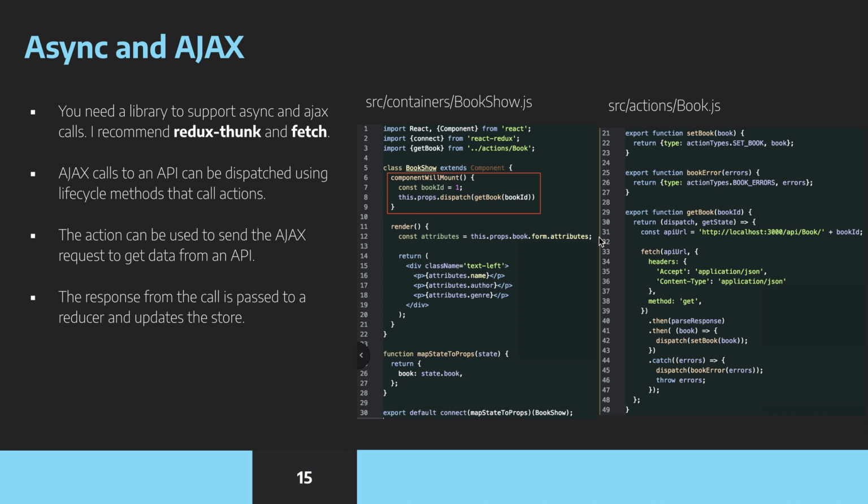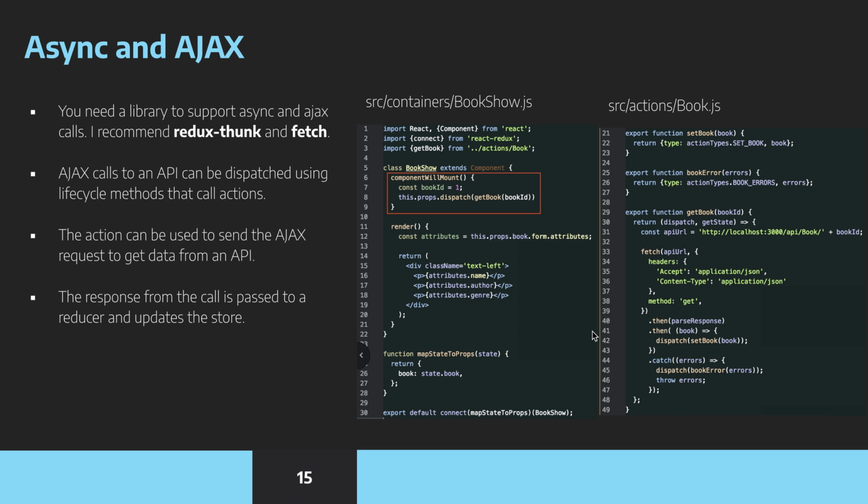So we're just hitting localhost 3000 API/book, and then we attach the book ID to the end of the URL. And then on line 33, we call fetch, which accepts the URL that we're gonna call, and then it's just a typical GET request. So upon success, it calls then. On line 40, we parse the response, which basically just turns it into JSON. On line 41, that's when we actually do something with the response.